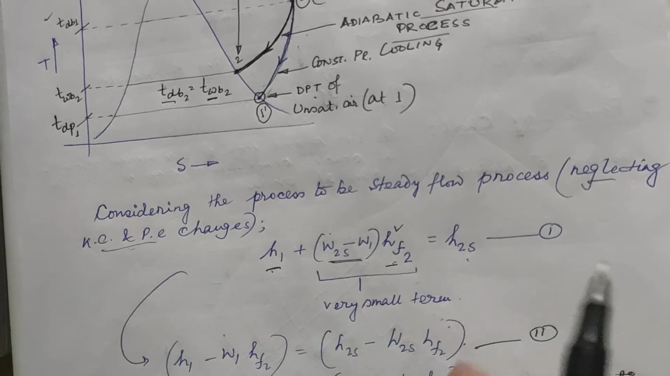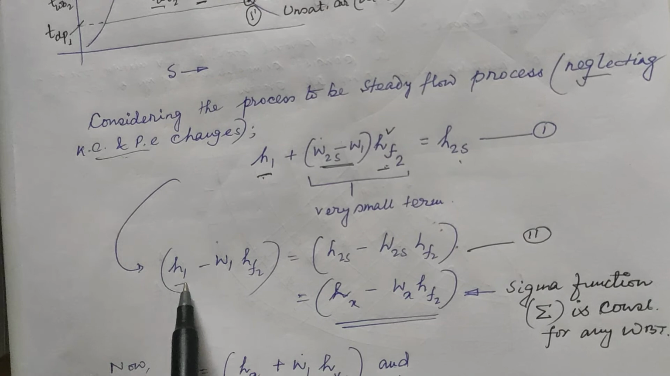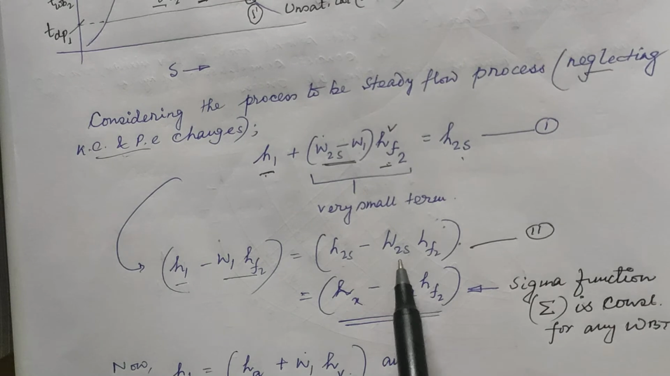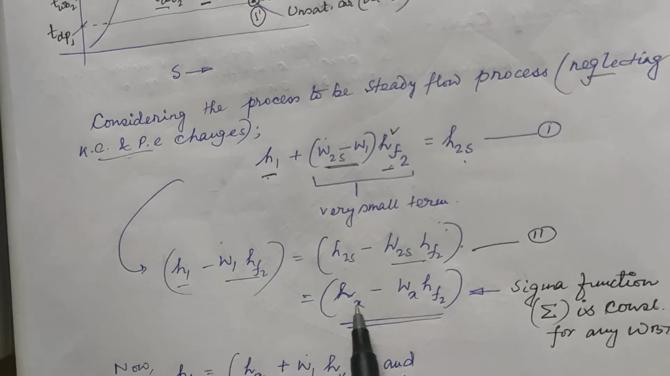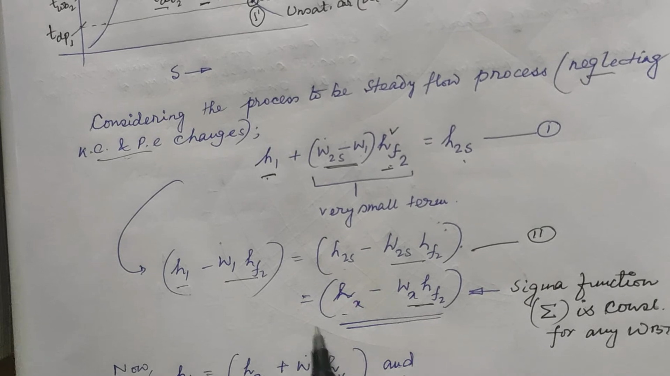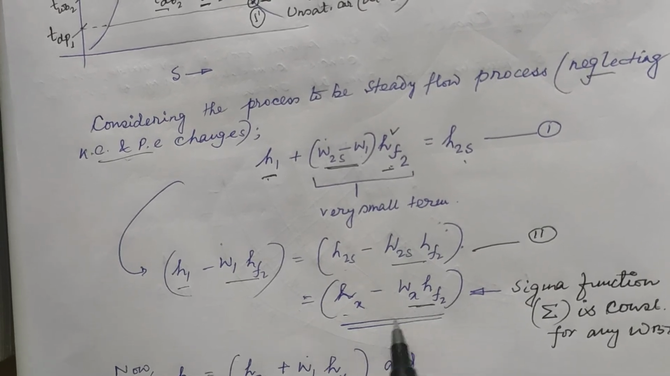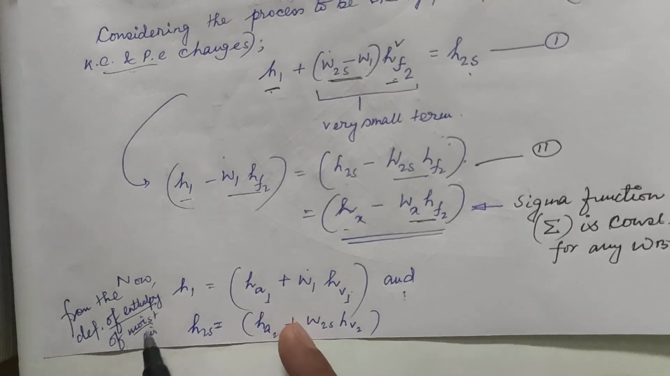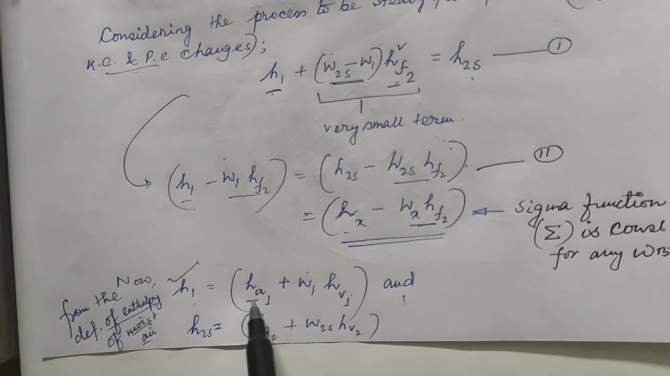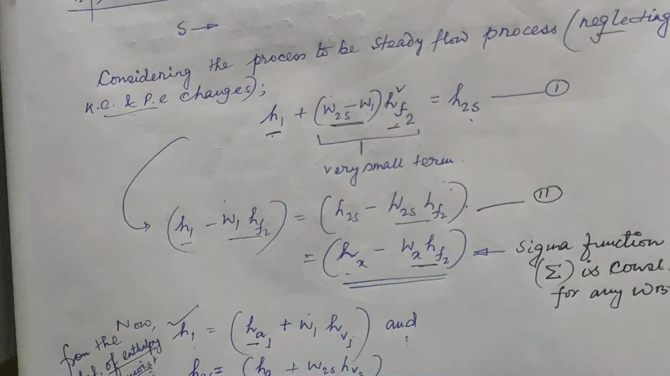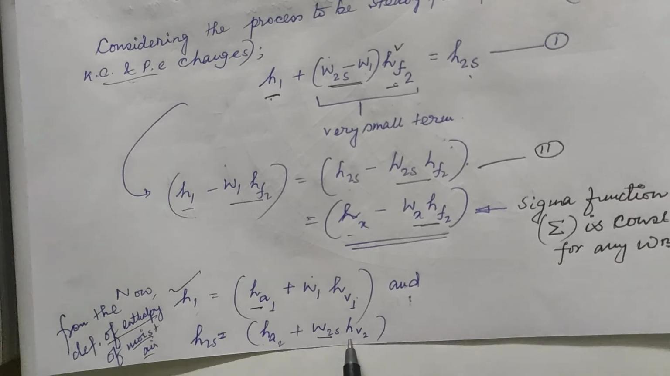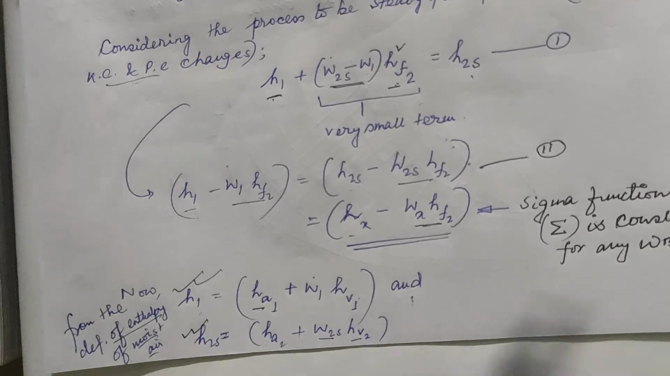Now this value is very small. So by rearranging, we can write H1 minus W1 into Hf2 equal to H2S minus W2S into Hf2. Or in general, we can write H minus W Hf, which is denoted as the sigma function, which is constant for a constant wet bulb temperature. Now from the definition of enthalpy of moisture, H1 equals enthalpy of dry air at point 1, HA1 plus W1 into HV1, similarly HA2 plus W2S into HV2. This one is for unsaturated, this one is for saturated.